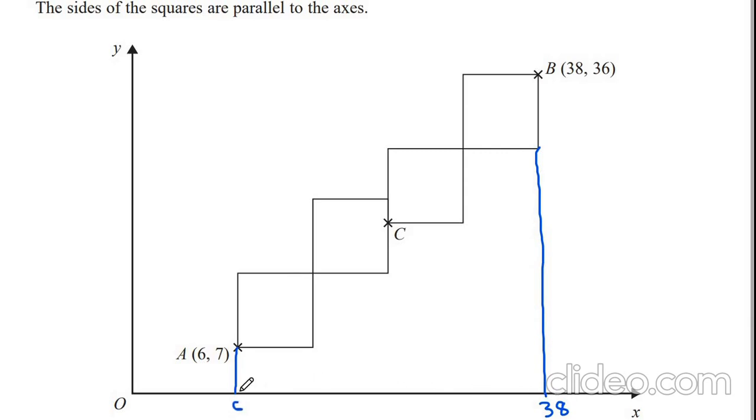Now 38 take away 6 is 32, so this length from here to here is 32, and we have 1, 2, 3, 4 squares in this space. So 32 divided by 4, that is going to be the length of each side of the square. So this is 8. The height should also be 8, like these are all 8.